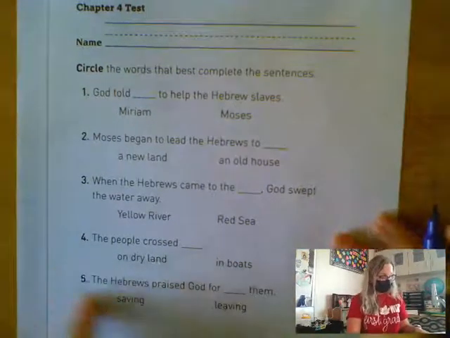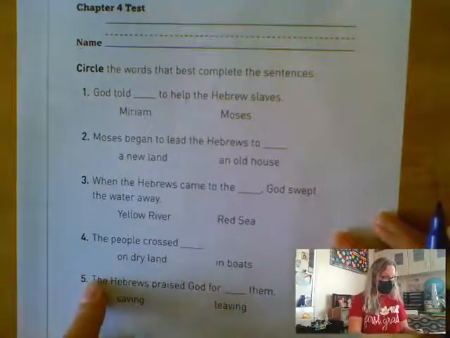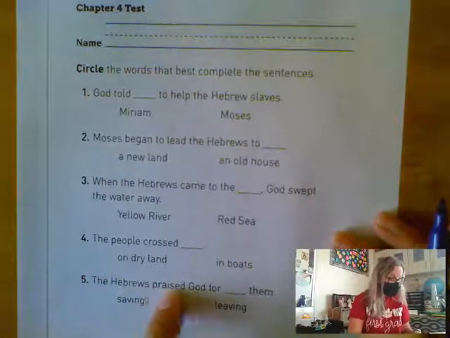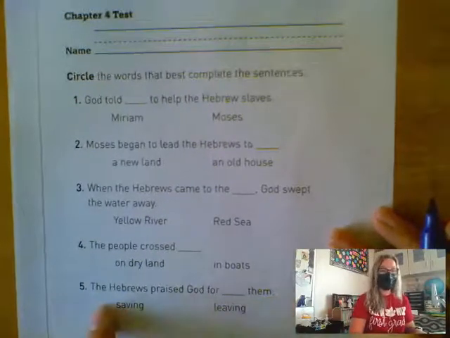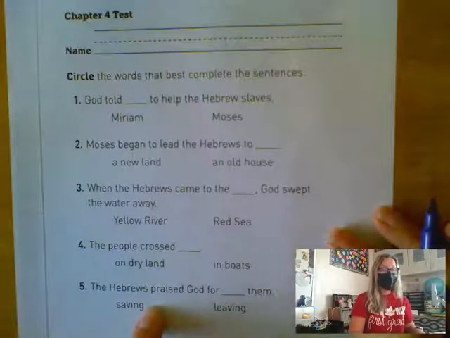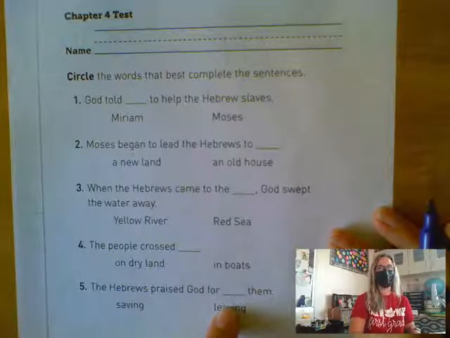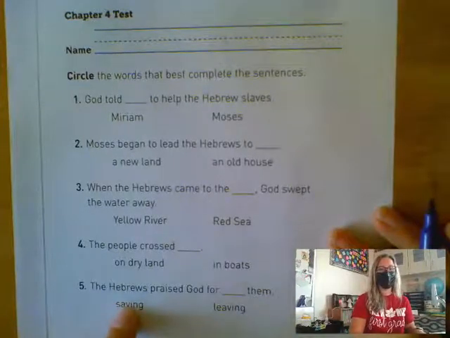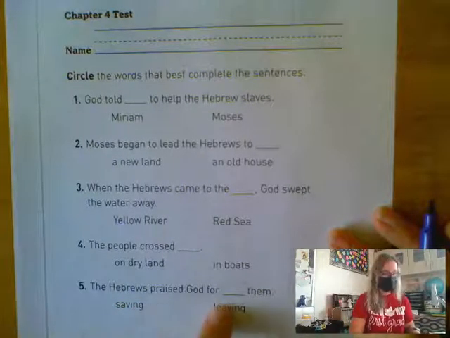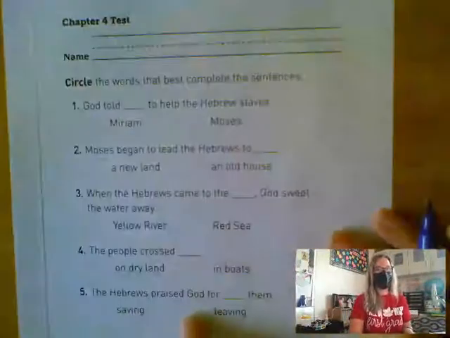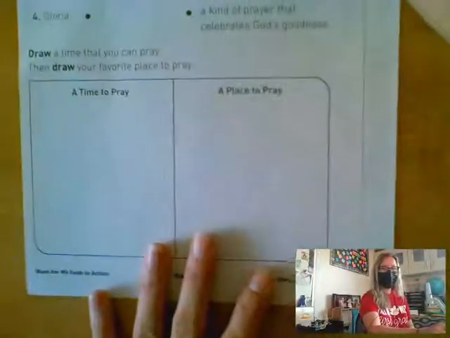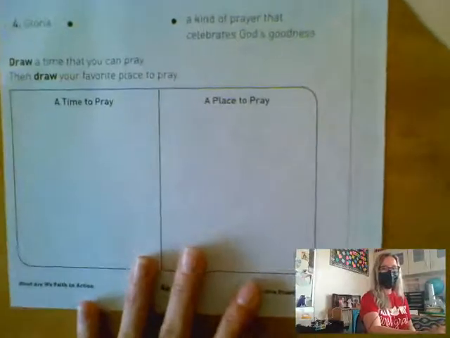All right. Number 5 says, the Hebrews praised God for blank them. Did they praise God for saving them or for leaving them? For saving them or for leaving them? And when you're finished circling all your answers on this page, turn it back over so I can explain to you what you're going to do on this bottom part, okay?